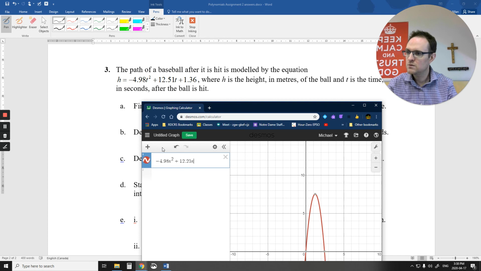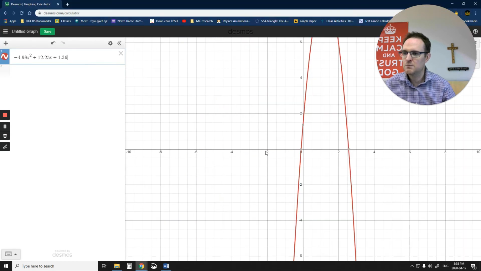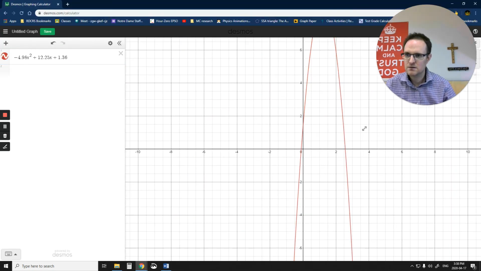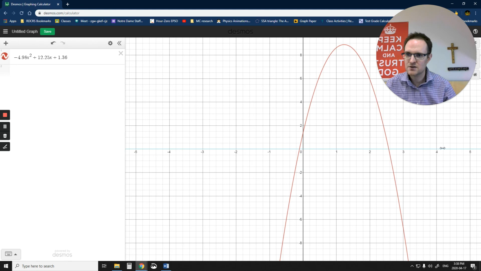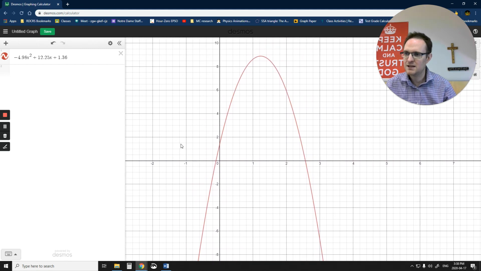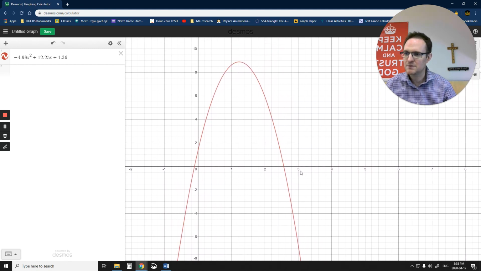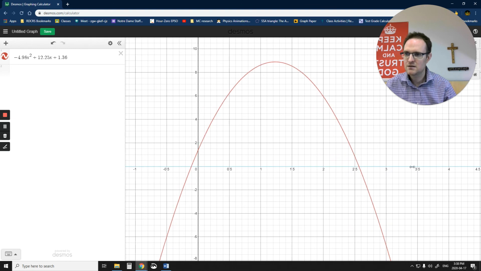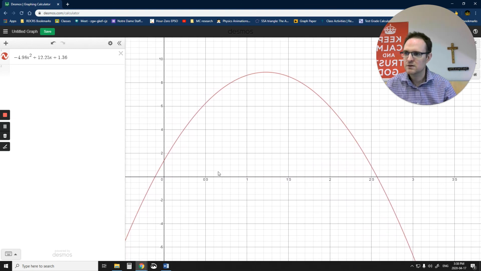And 1.36. Okay, so here's my graph. You can zoom again, hold down the shift, kind of stretch it out, make it look better. You can pan, you can pick up the graph at any point, just pick it up and move it around. So this is what my graph looks like here.